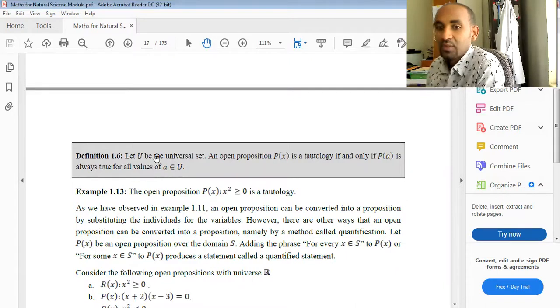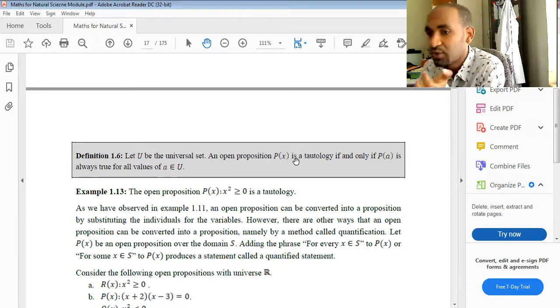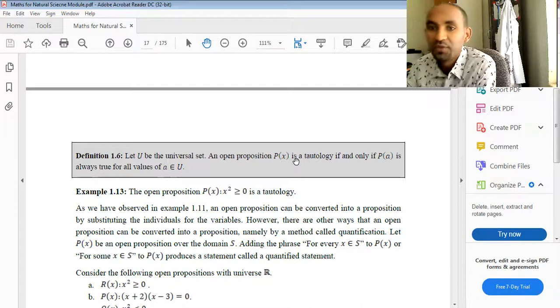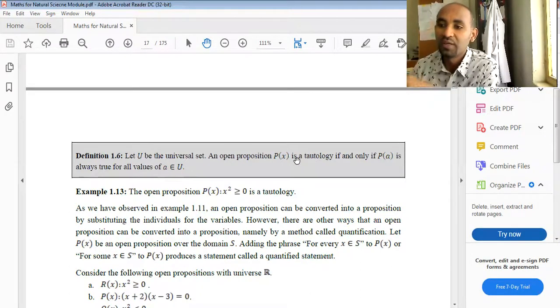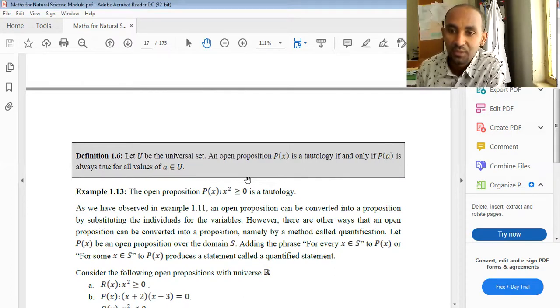So let U be a universal set. Another issue is, when is an open proposition a tautology or a contradiction? An open proposition P of X is a tautology if and only if the truth value for all values of the variable is true, if it's always true for all elements in the universal set. And at the other extreme, if it's always false for all elements in the universal set, then such an open proposition is said to be a contradiction.